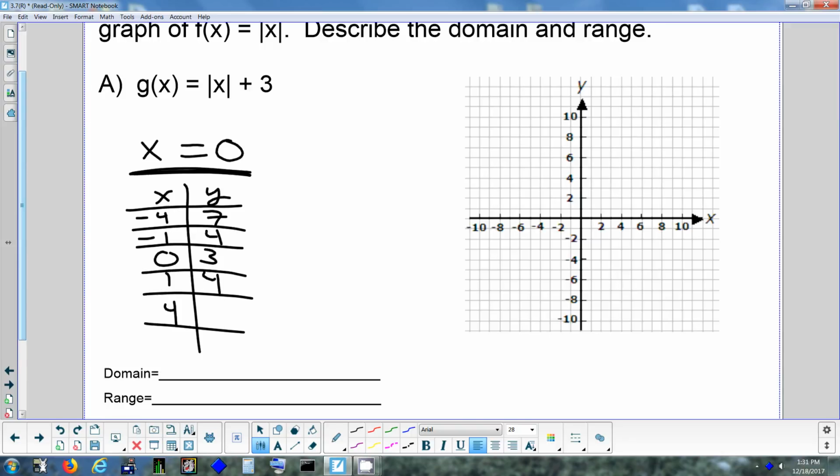And the last one? Absolute value of 4, 4, plus 3. 7. And look exactly what happened. We got that mirror image again. Okay, if we get that mirror image, we did it right.